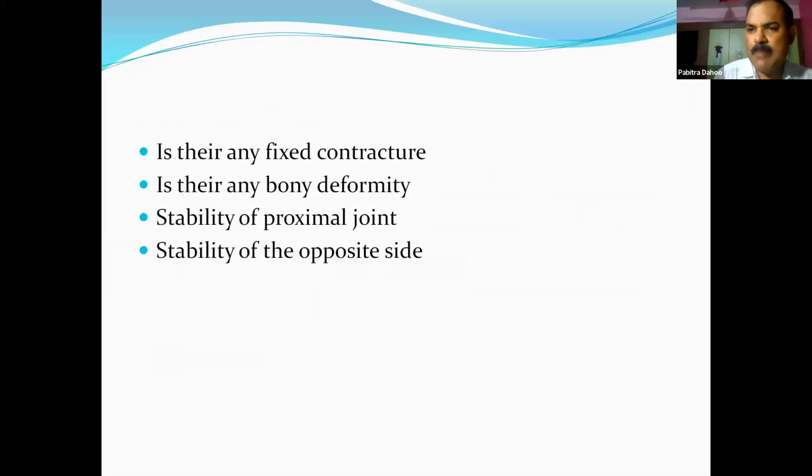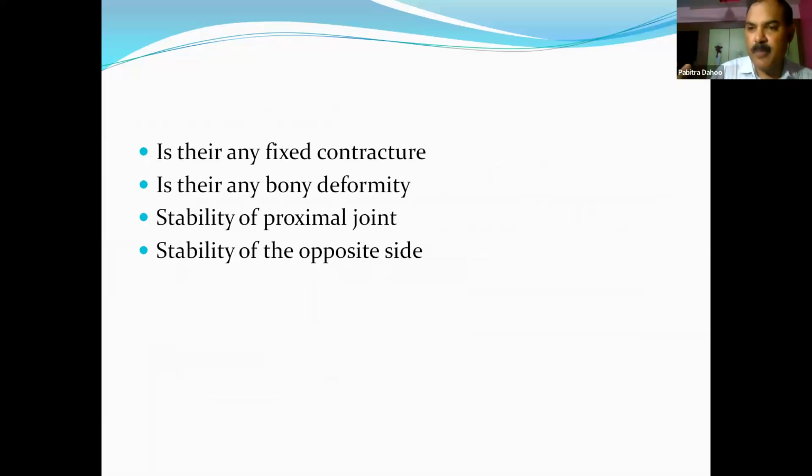Then, most important point, when you plan for any surgical correction, is there any fixed contracture? Then that means it's a static deformity. Your strategy will be changed. So before planning for any botulinum toxin or casting or surgery, see whether there is any fixed contracture there or not.